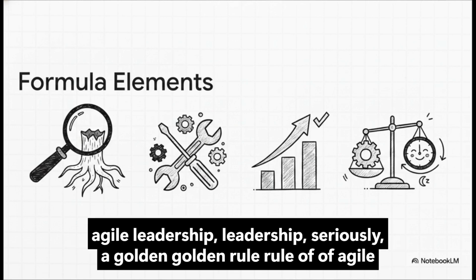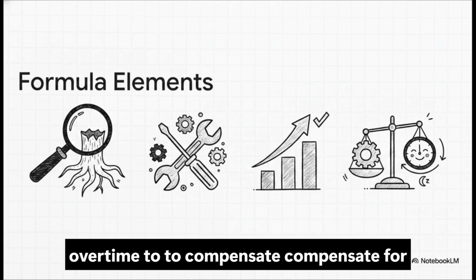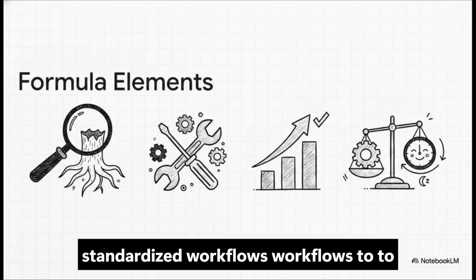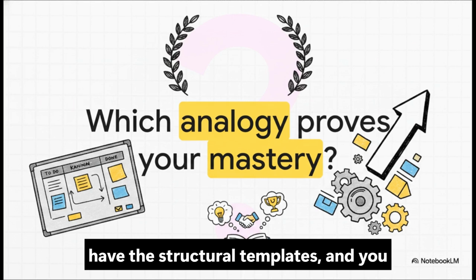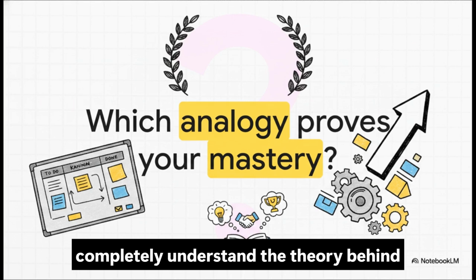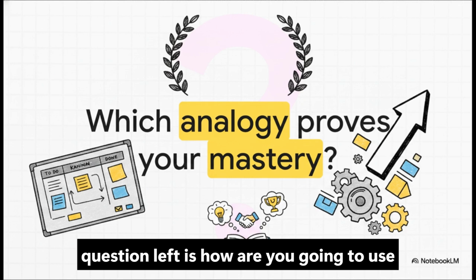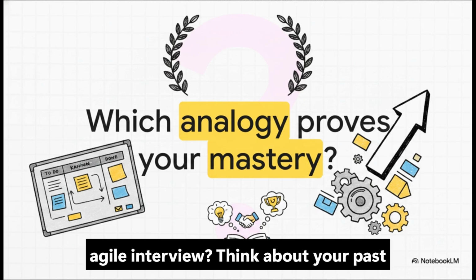And as a golden rule of Agile leadership, seriously, never force your team to work overtime to compensate for a natural estimation error. Instead, use standardized workflows to make their lives easier. So you have the analogies, you have the structural templates, and you completely understand the theory behind these universal questions. The only question left is, how are you going to use them to absolutely dominate your next Agile interview?